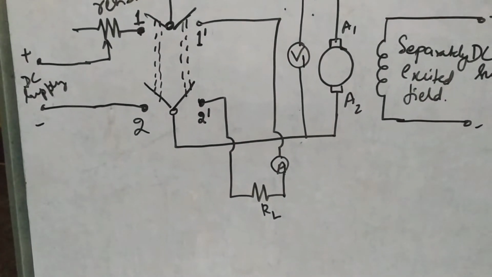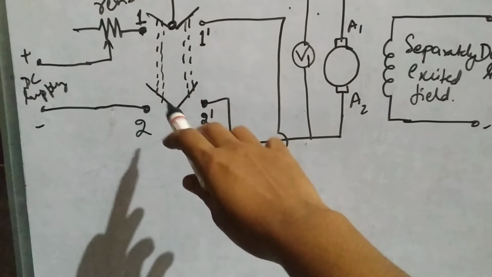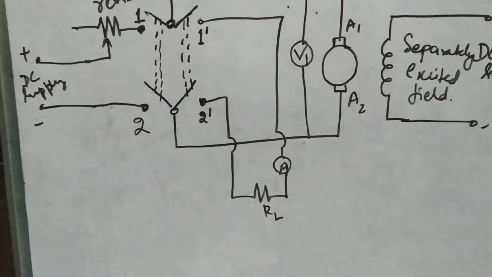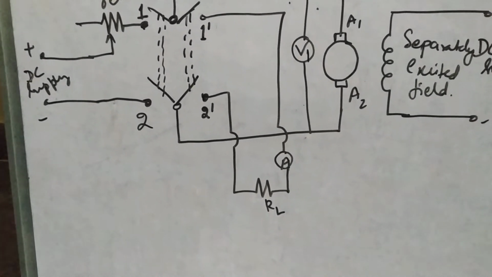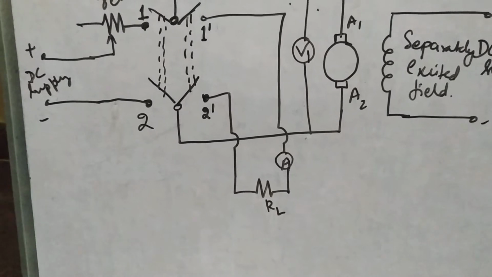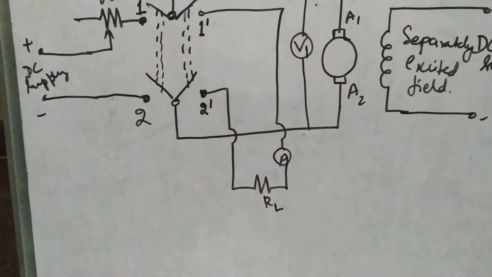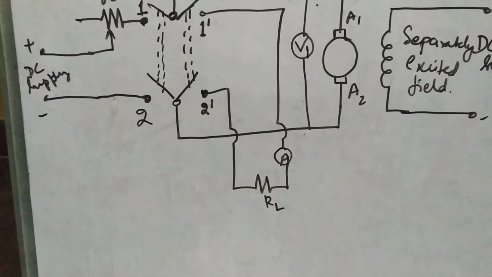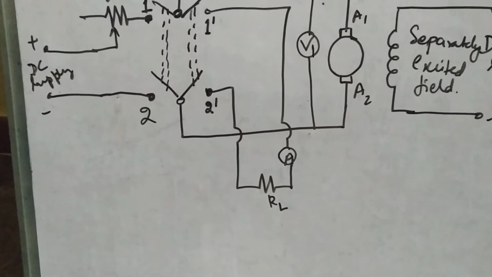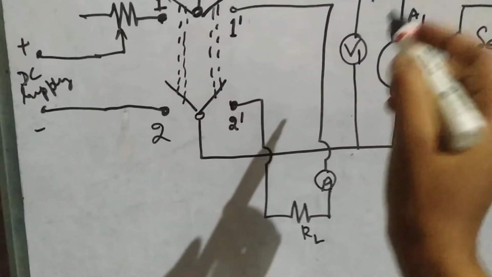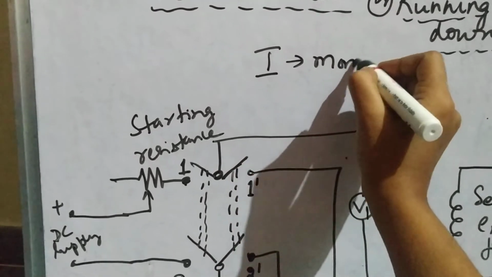The armature slows down once this switch is shifted to the 1 dash and 2 dash position. It will slow down and its kinetic energy will be used in supplying the stray loss. That kinetic energy will be utilized to provide the stray loss, which includes iron, friction and windage losses. Now let us consider I as the moment of inertia of the armature.